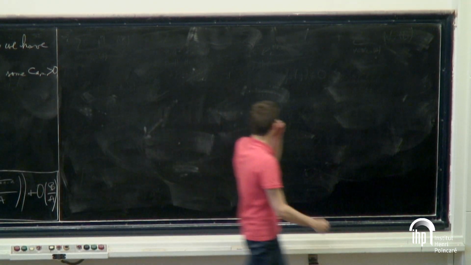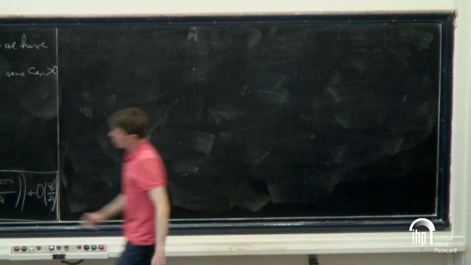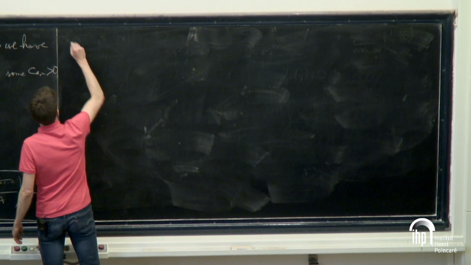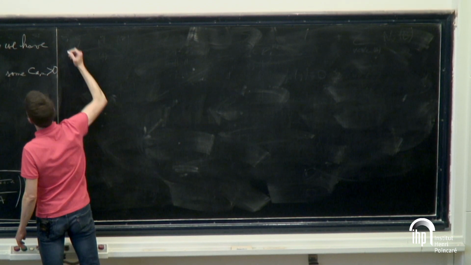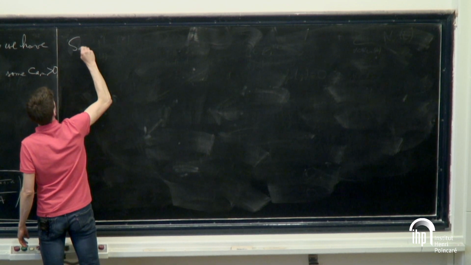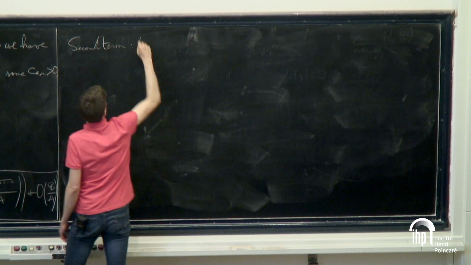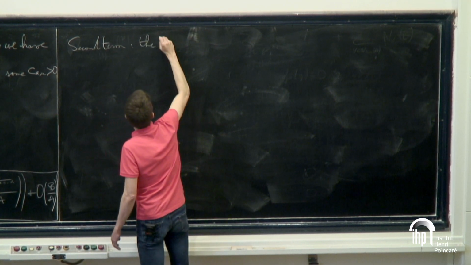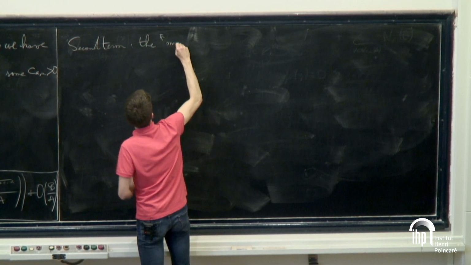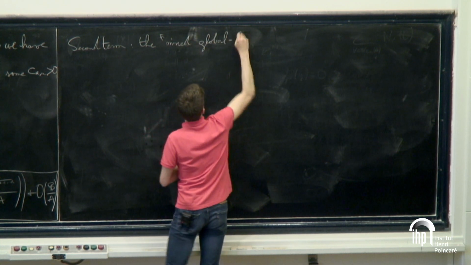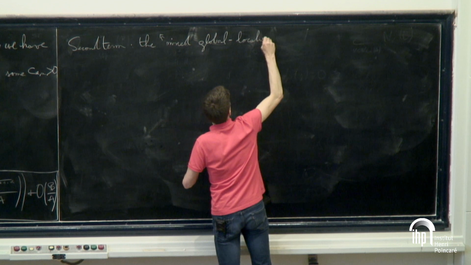Okay, so that was for the first term. I'm not going to spend 20 minutes on each of the 3 terms, but in 5 minutes maybe. So what happens for the second term? The mixed global localized term.